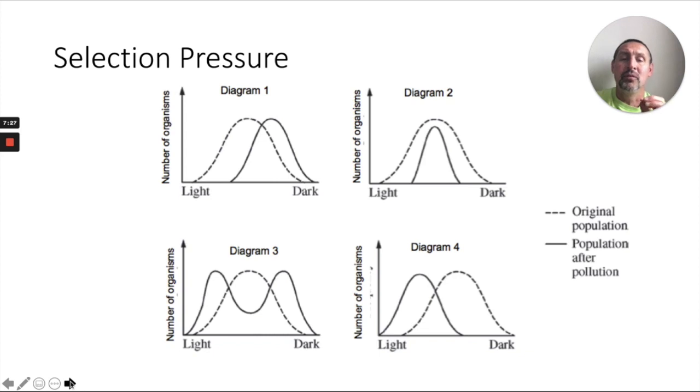In diagram 1 and 4, we're seeing a directional change. That is, the change is moving in a direction from the light colored frogs to the dark colored frogs. In diagram 2, you see a stabilizing kind of change, where it's the medium colored frogs that are surviving to reproduce. In diagram number 3, it's either the light or the dark frogs that are surviving to reproduce. The medium color frogs are not, and that is disruptive or diversifying selection.